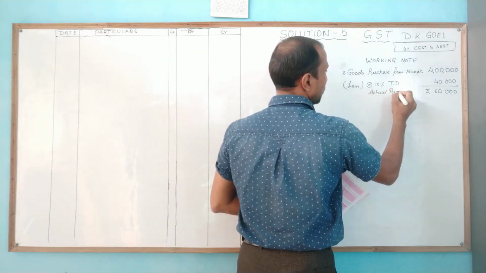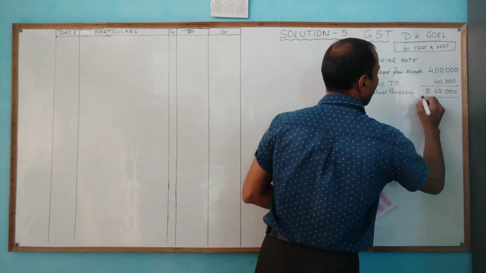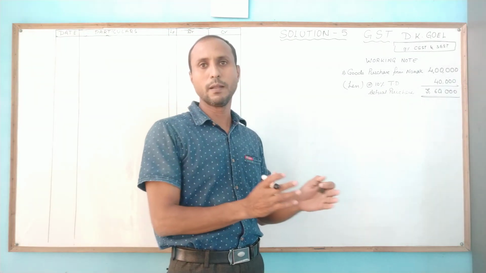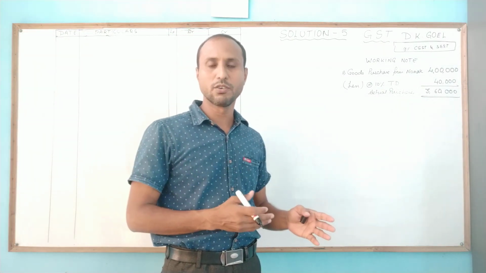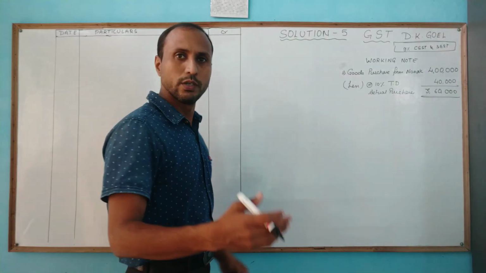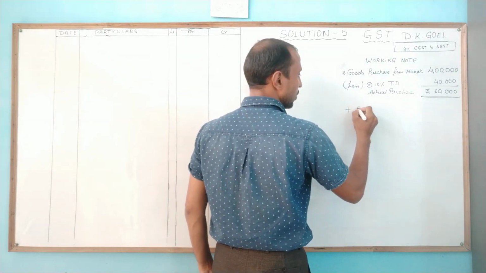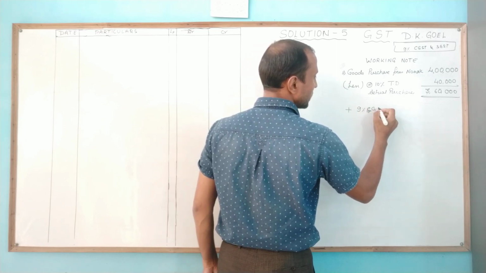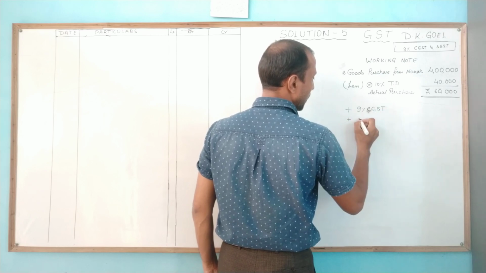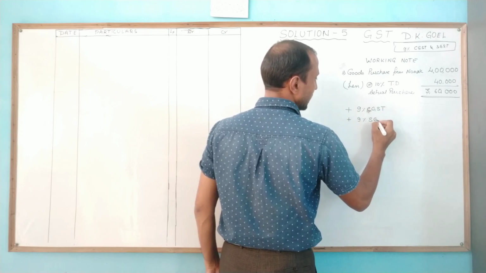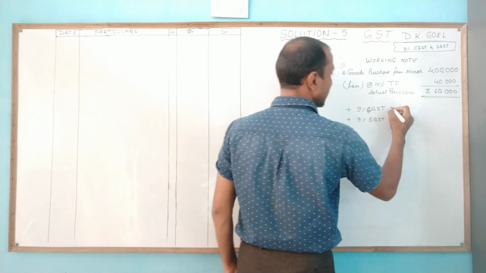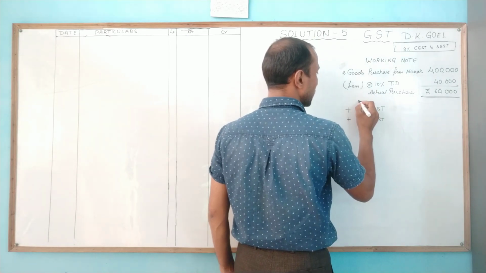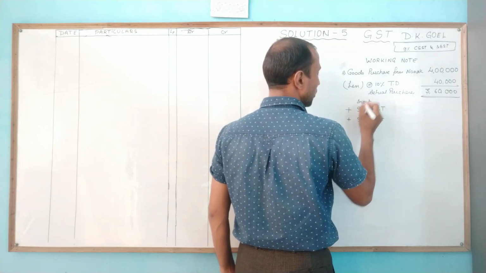Actual purchase has become 3,60,000 for us. Now you see, if you have purchased for 3,60,000, then you have to pay 9% CGST on that and 9% SGST on that. So in that way, you have to add 9% CGST and again plus 9% SGST. It is input. Both are input, SGST and CGST, because it is purchase. So we will write the common input here.